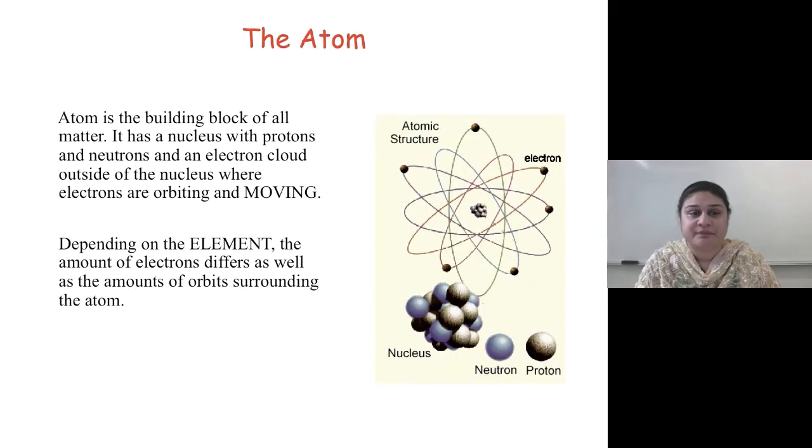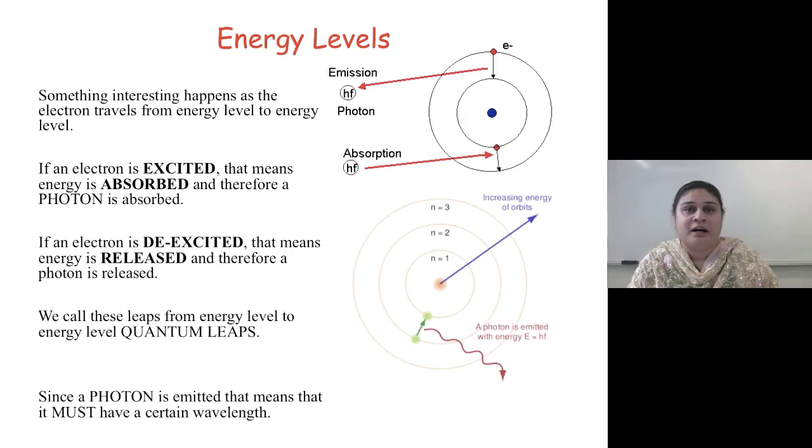Nuclear physics. The atom is the building block of all matter. It has a nucleus with protons, neutrons, and an electron cloud outside the nucleus where the electrons are orbiting or moving. Depending on the element, the amount of electrons differ as well as the amount of the orbits surrounding the atom. I want to talk a little bit about energy levels before we start talking about the atomic structure.